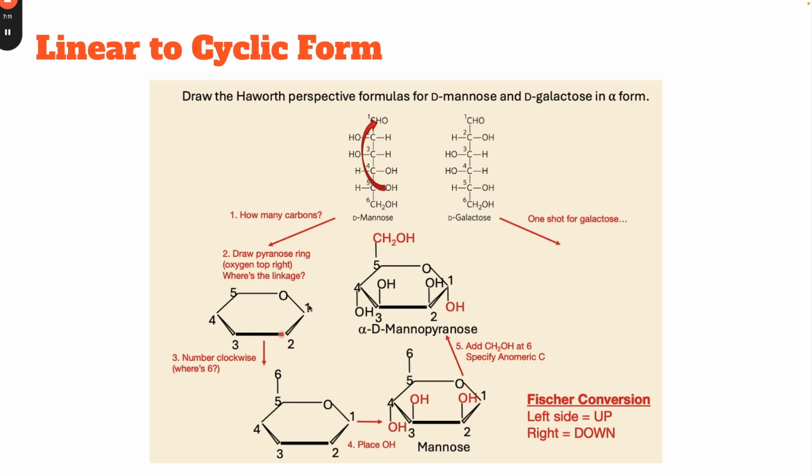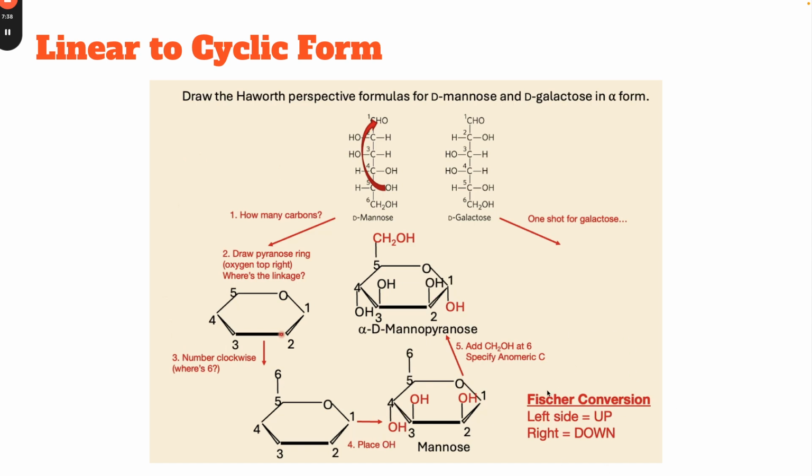So we draw that ring. 1, 2, 3, 4, 5. Just memorize what that looks like, and you put the O at the top right. So number your carbons in this order, 1, 2, 3, 4, 5. Just remember that this is what a pyranose ring looks like, and that's how you number your carbons. And then you can figure out, all right, where's carbon number 6? Well, it's connected to carbon number 5. So you draw carbon number 6 above carbon number 5, and then you want to add your OHs.